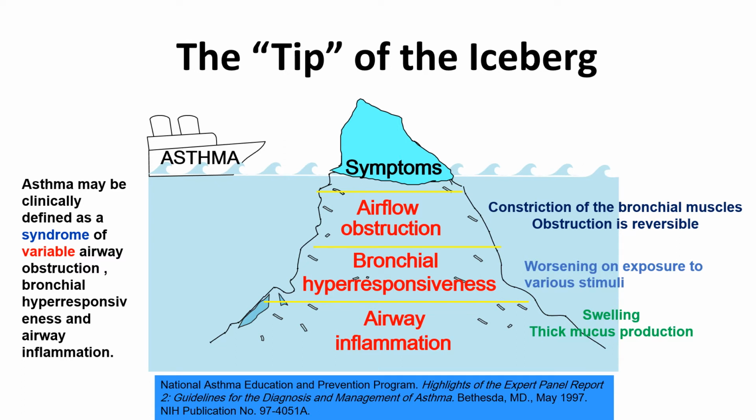So what we have seen is that airway inflammation for a very long period will lead to swelling, thick mucus production, and there will be bronchial hyperresponsiveness because of this chronic inflammation. And what do you mean by bronchial hyperresponsiveness? Bronchial hyperresponsiveness means that the attack of bronchial asthma might be triggered even by exposure to any stimuli or any triggering factor.